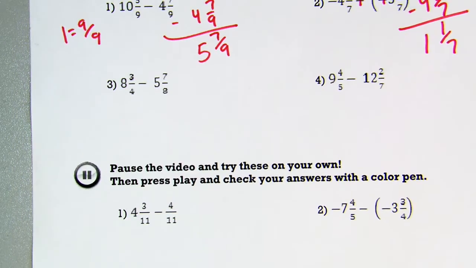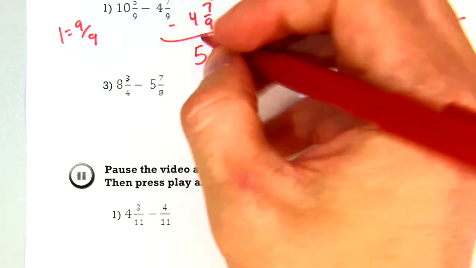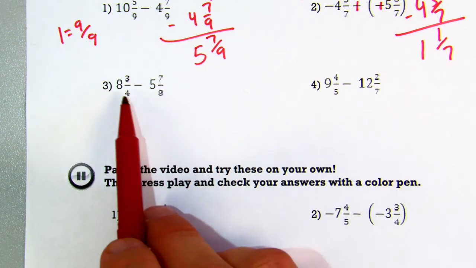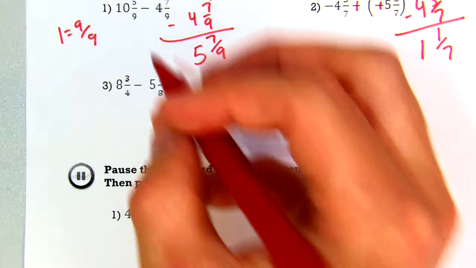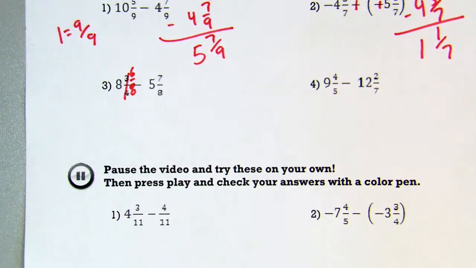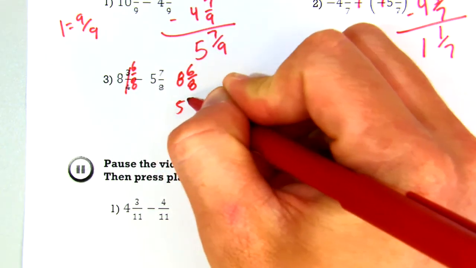Number 3, got 8 and 3/4 minus 5 and 7/8. Okay. So in this case, I don't have a common denominator yet, so I want to go ahead and do that. I have 4ths and 8ths, so I'm going to change my 3/4 here into 6/8. Okay. So let's go ahead and stack them. 8 and 6/8 over 5 and 7/8.